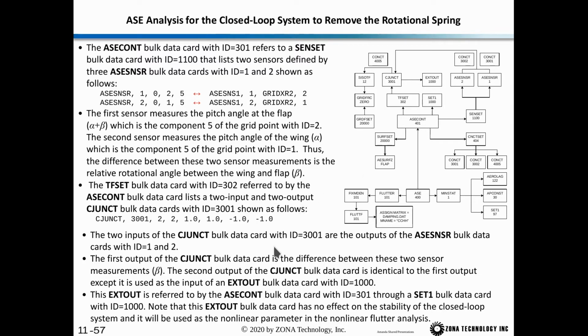The 2 inputs of the C-junct are the outputs of the ASE sensor bulk data cards. The first output of the C-junct card is the difference between the two sensor measurements, which is beta. The second output is identical to the first output, but it will be used for the external output. And the external output is referred to by the ASE controller card. The external output has no effect on the stability of the closed loop system and is used as the nonlinear parameter in the nonlinear Flutter analysis.